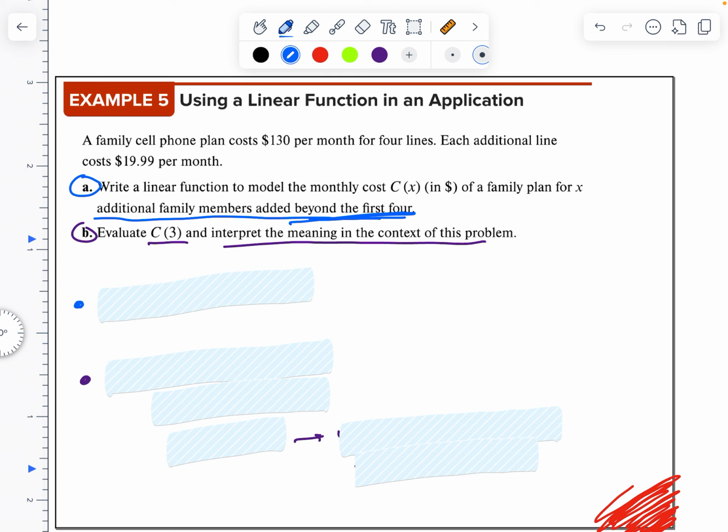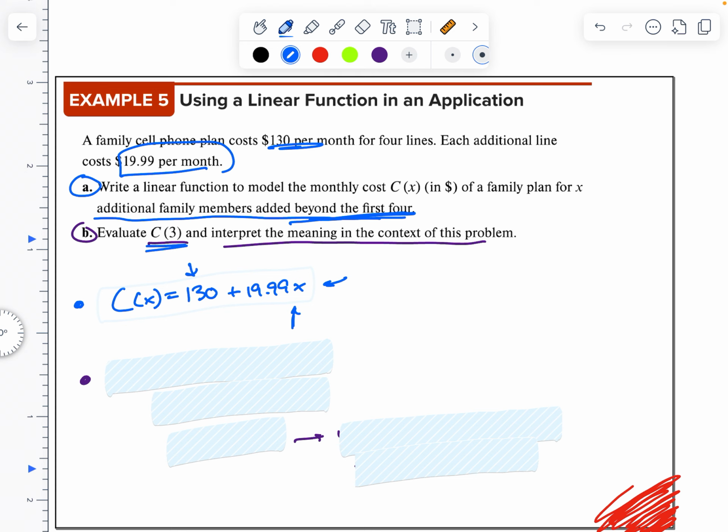So we know we're paying $130 flat, right? We're paying $130 regardless for the first 4 people. Now after that, if I pay for a 5th person, that's $19.99. A 6th person is another $19.99. A 7th person is another $19.99. It's $19.99 for every single person. That's our variable cost, right? Being a variable cost, that's the number that's going to go with our variable. So our cost function should look something like this. A fixed number 130 is not going to change. And then $19.99 for every person, right? $19.99 per person after that.